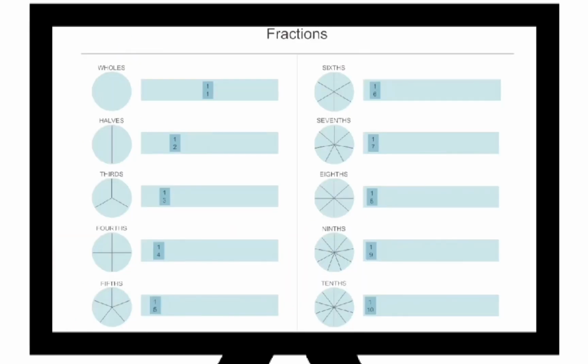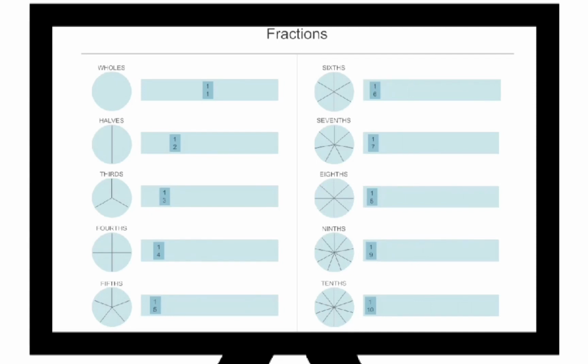Let's continue with the fractions that are most used. And for now, these are the ones that we will be applying. Let's start. When we are talking about wholes, we are talking about one part out of one. When we talk about halves, we are saying 1 out of 2. Thirds, 1 out of 3. Fourths, 1 out of 4. Fifths, 1 out of 5. Sixths, 1 out of 6.